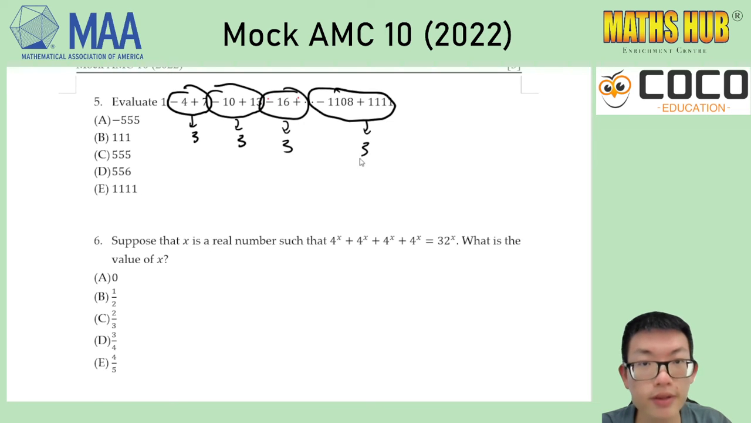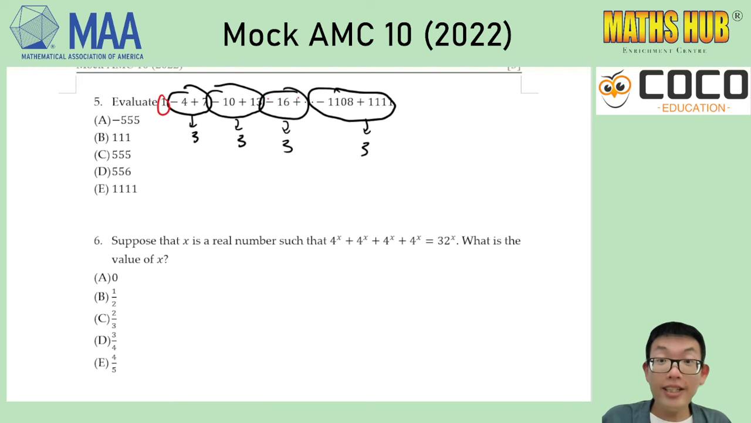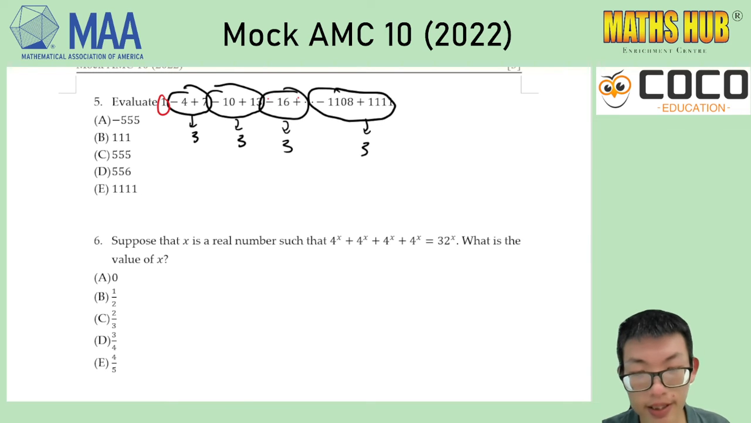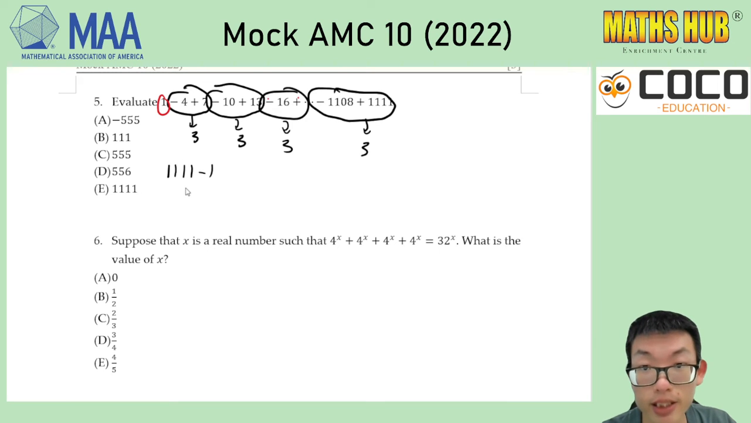Except for the additional 1 down there. Don't forget about our additional 1. So the question left is, how many pairs do I actually have? And to find out how many pairs, I need to know how many numbers. To find out how many numbers, I take the last one minus the first one, divided by the common difference, and plus 1.